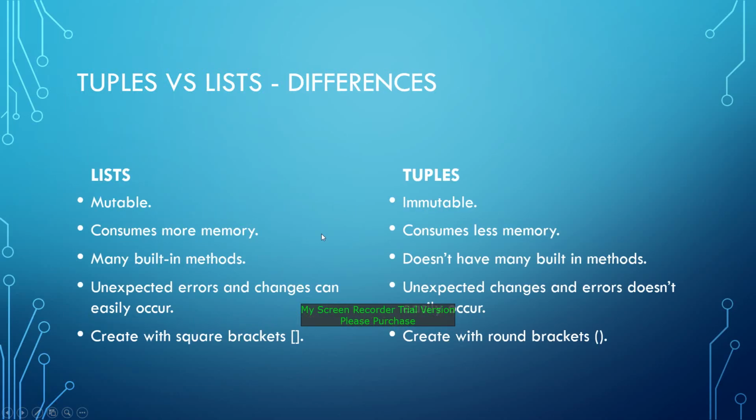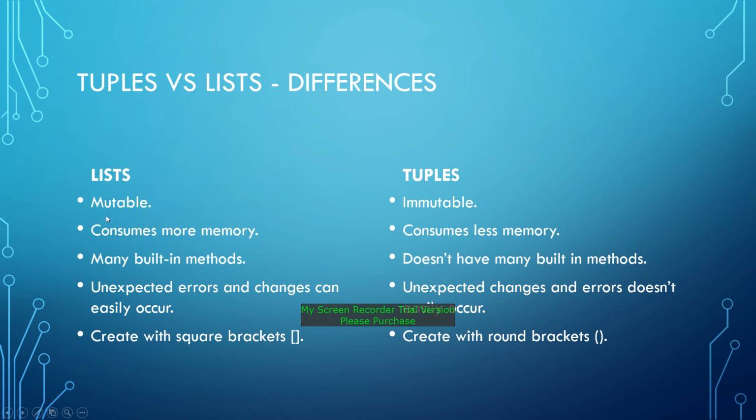Right. So now, the differences. Why would we want to use tuples versus lists? Each has its own place in the world. Sometimes lists are more appropriate, other times tuples are more appropriate. Lists are mutable. That means lists can change. I'll explain that more in a bit. Lists can change. Tuples cannot change. Once you create a tuple, you cannot alter that tuple. You can add new values, but you cannot delete or change values.